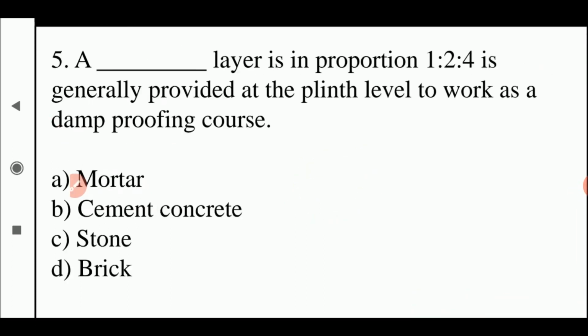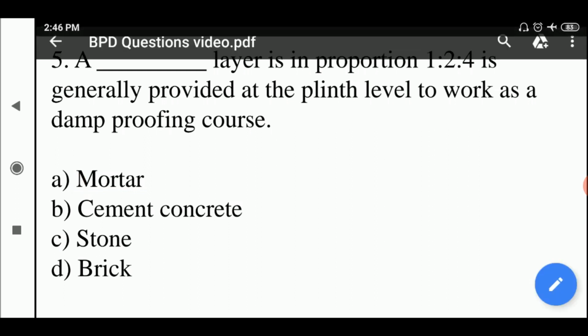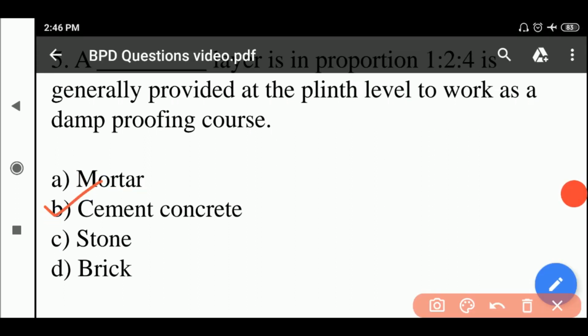Next objective, a dash dash layer in proportion 1:2:4 is generally provided at the plinth level to work as a damp proofing course. Option first mortar, second cement concrete, third stone, fourth brick. So generally cement concrete is used as a layer at the plinth level to work as a DPC. So option B is correct.